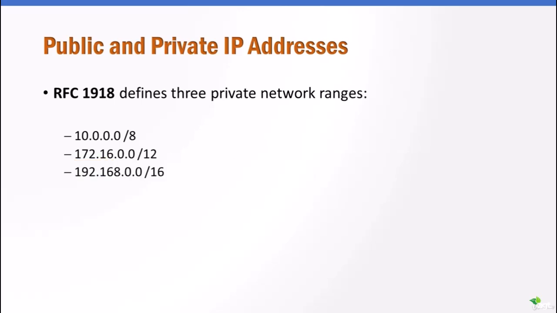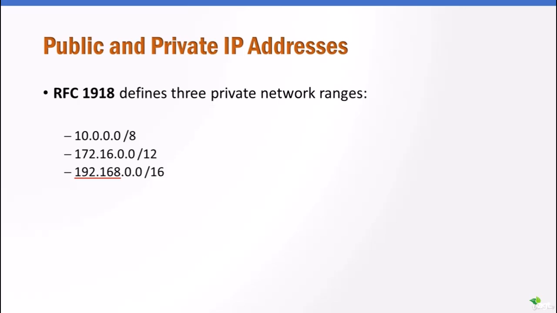And the third one you've also probably heard of. It's 192.168.0.0/16. So all of the IP addresses that have 192 in the first octet and 168 in the second octet, and whatever they have in the other two octets, they belong to a private network.